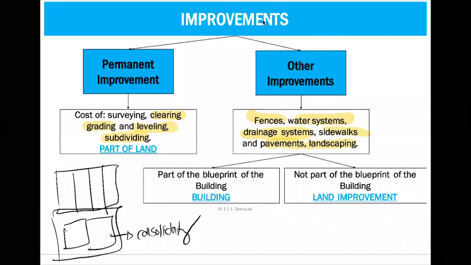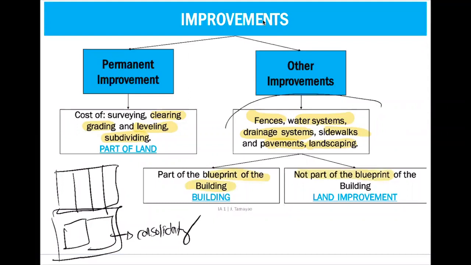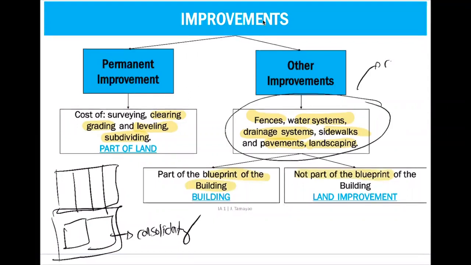Okay, so on your outdoor improvements, this type of improvements, we need to look at whether it is part of the blueprint of the building or not part of the blueprint of the building. Because these are done because of your construction of a building.